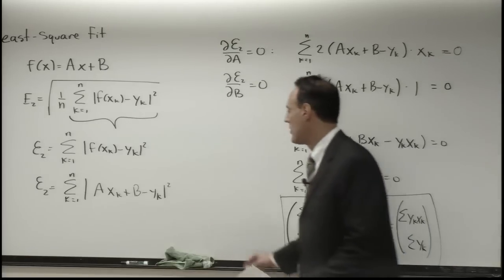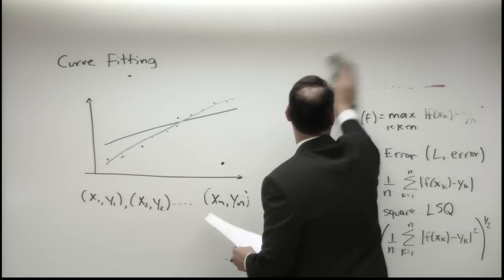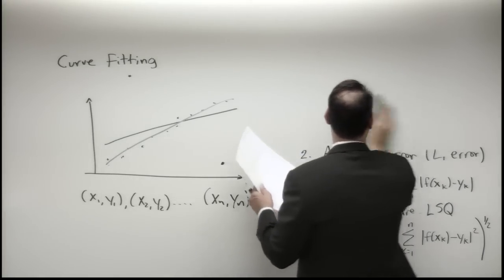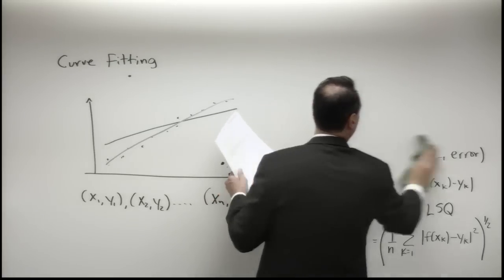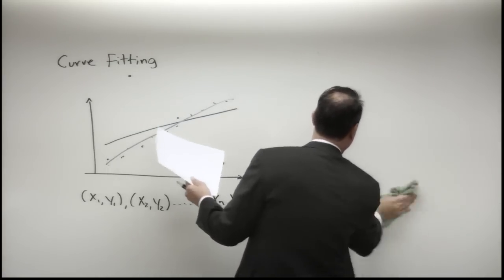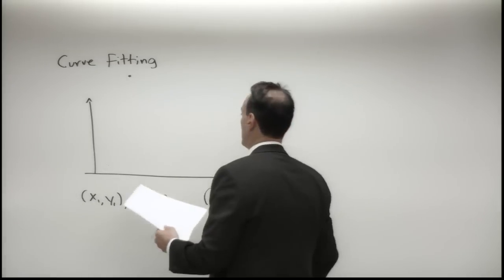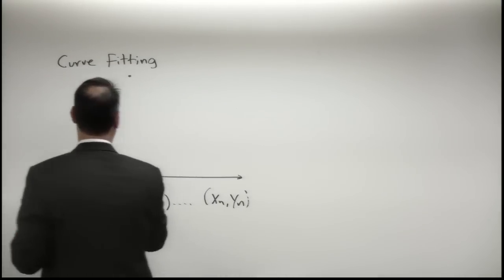But let's think about some other things we might want to do with this. Because that's just a line fit, and maybe we don't want to fit a line. Maybe we have something a little bit more sophisticated, and we would like to fit something a little more sophisticated. So, for instance, I have my data, and what if my data does this?